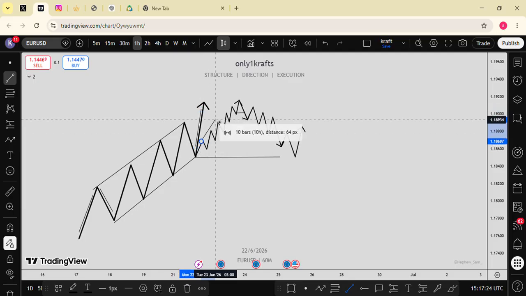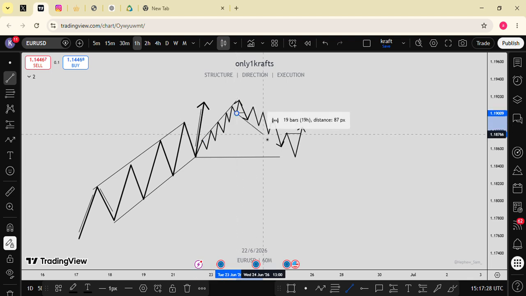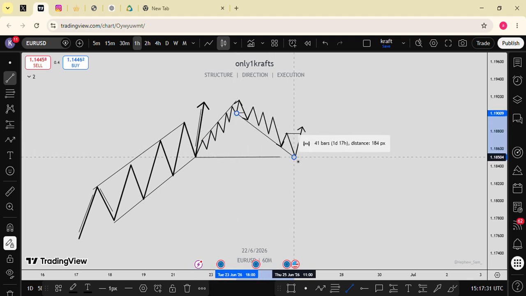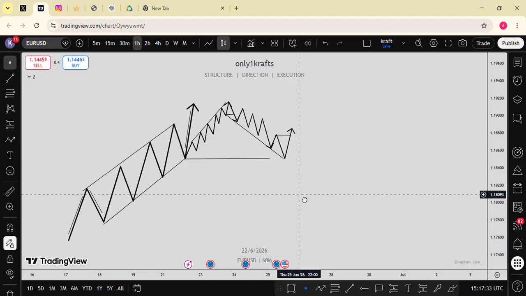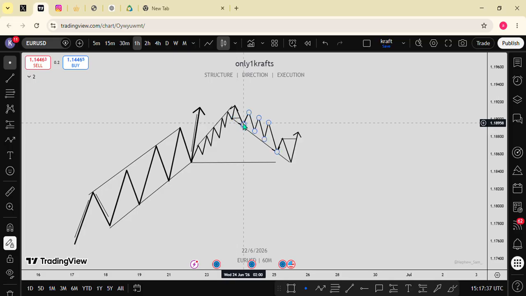This is going to be an impulsive move, and this would be what? This would have been just a retracement move. So this was not a market structure shift. This was never a market structure shift on the daily time frame, right? This is just a retracement move on the lower time frame.